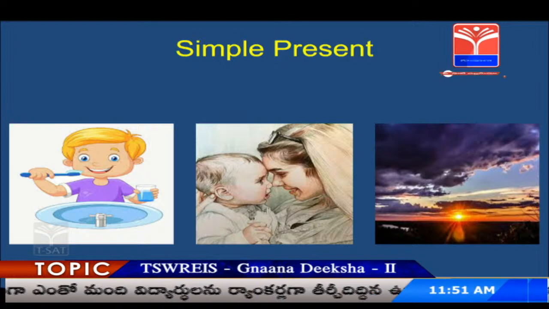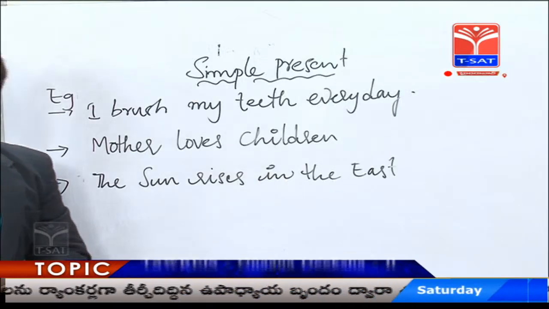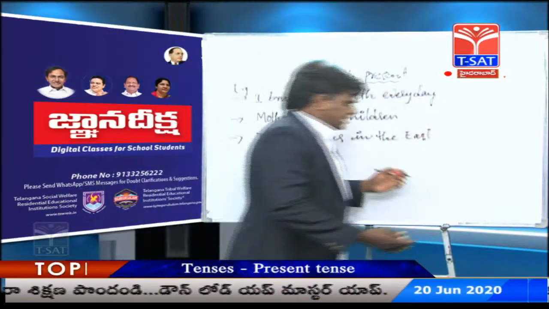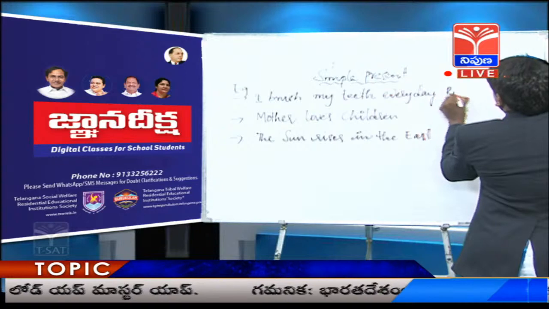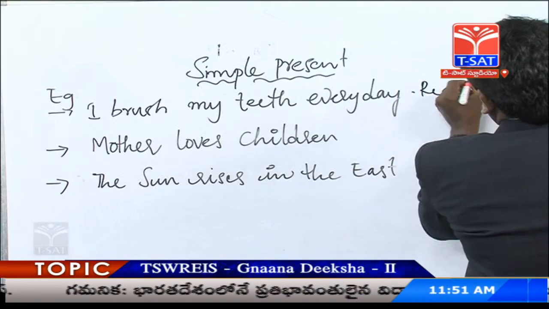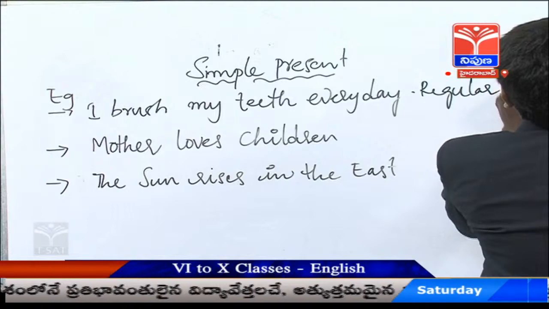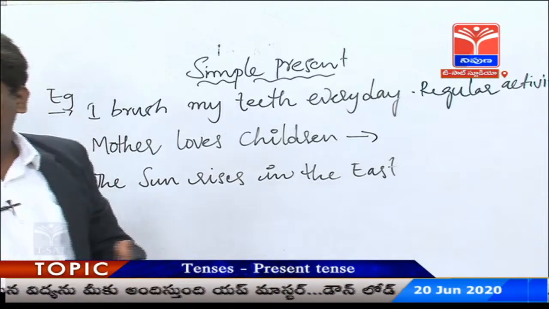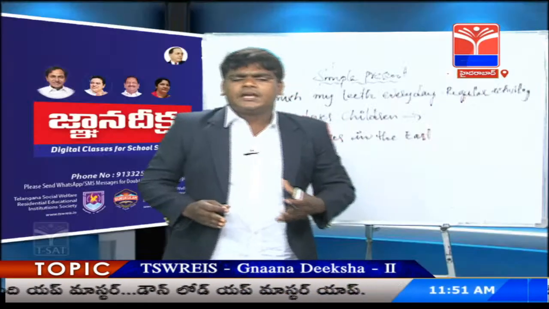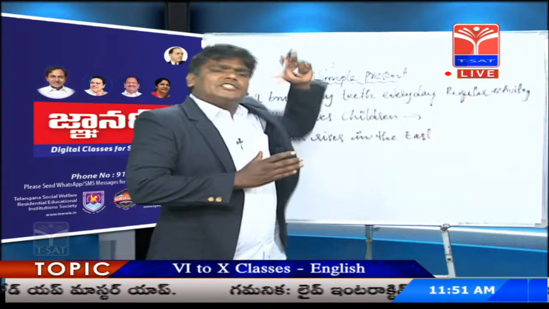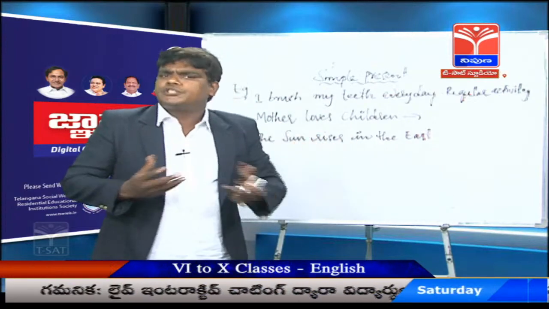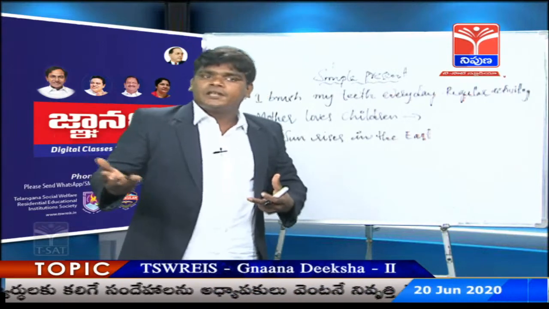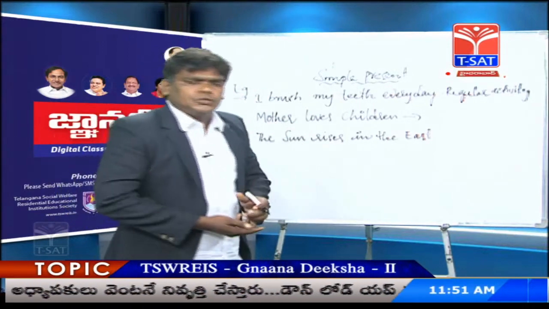See, I brush my teeth every day. Yesterday you did it, today and tomorrow. It's a regular activity. We can see that it's a regular or habitual activity. And mother loves children. It means 50 years ago, mother loved children. Now mother loves, and after 100 years she loves her children. So it is a general truth.